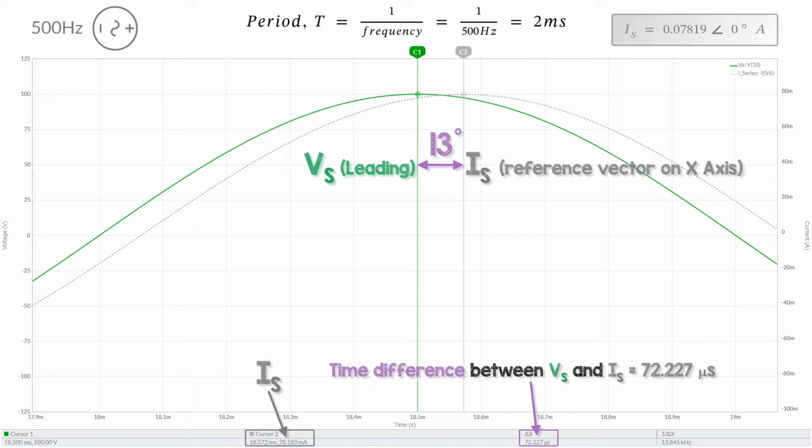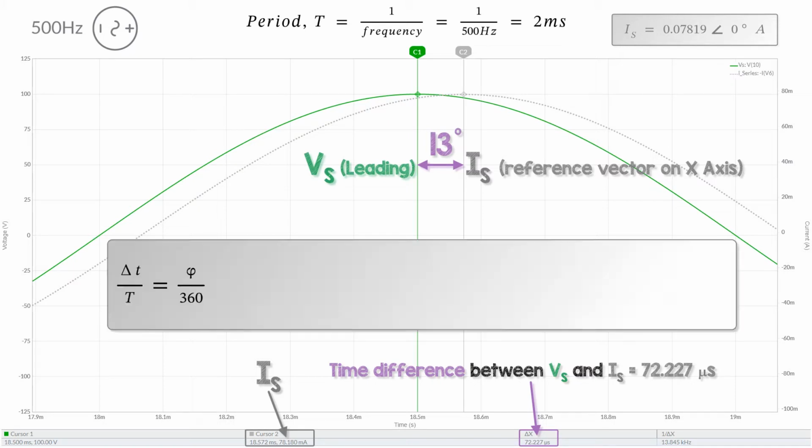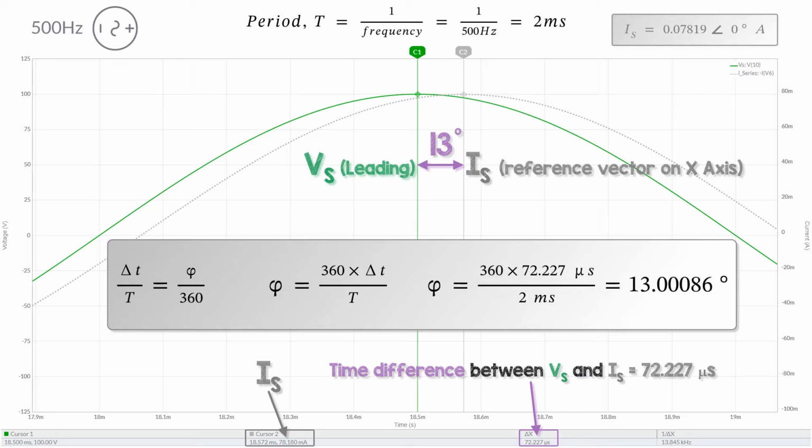And we can check whether that gives us the correct phase angle, because the time difference between the peaks divided by the period is the same ratio as the phase difference compared to 360 degrees. So we just rearrange that. The phase difference is 360 times the time difference divided by the period. And the period is 2 milliseconds at 500 Hertz. So the phase difference comes out as 13 degrees, which is what we thought it would be. So we've shown the waveforms are working as we thought they would.